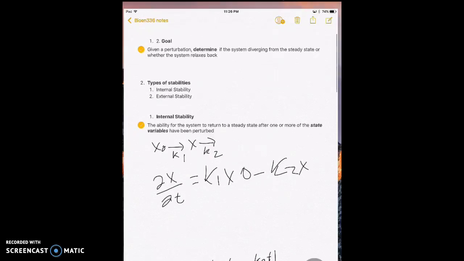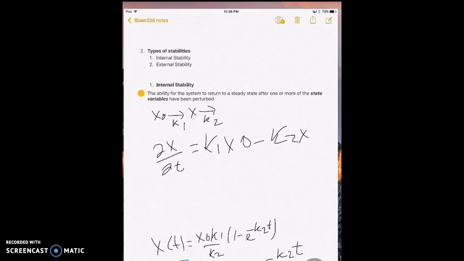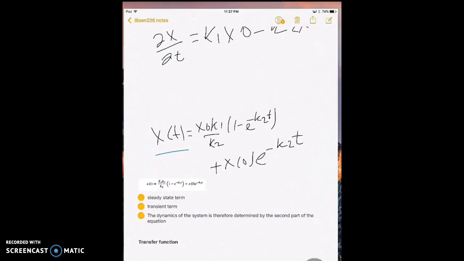There are two types of stability, internal and external. Internal stability is the ability of the system to return to a steady state given that one or more steady state variables have been perturbed. As you see in the system, x naught is going to x, and then the rate function is written as this, and then we get the solution like so.